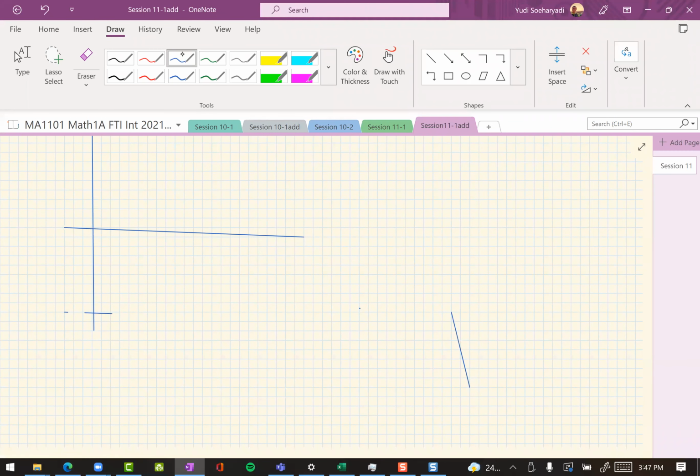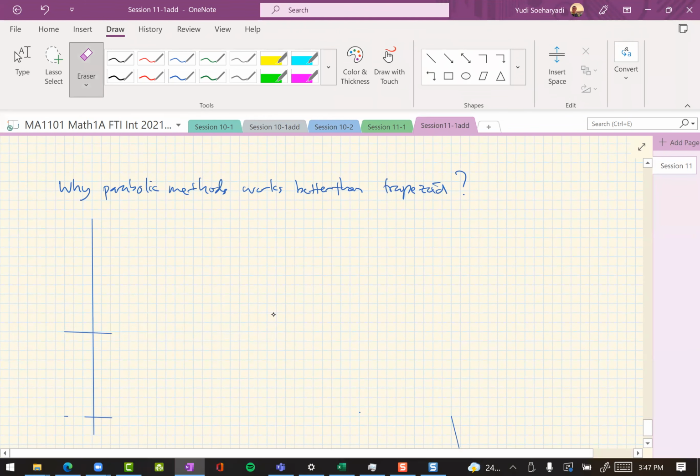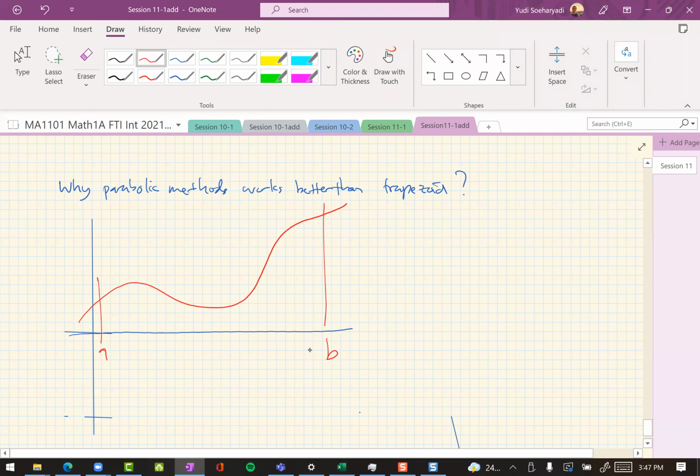All right, so let's just do an example. If you have something that looks like this one, say this is A, say this is B. When you do a trapezoid, the shapes look like this one.